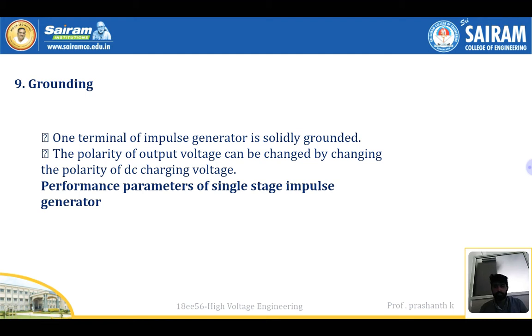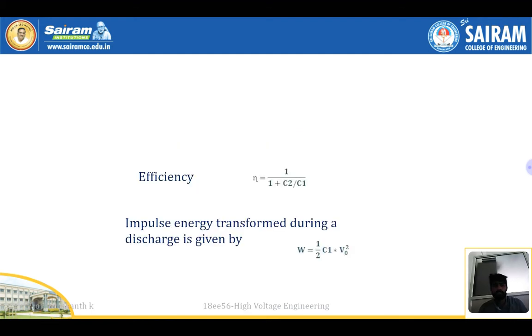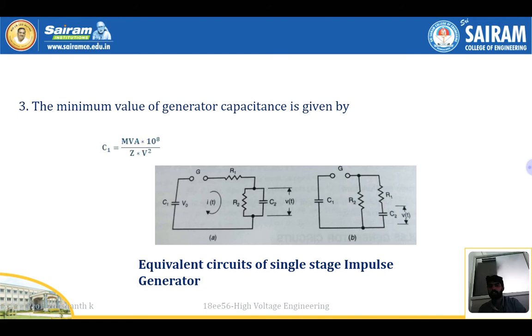Performance parameters of a single stage impulse generator. Efficiency is 1 by (1 plus C2 by C1). Impulse energy transfer during the discharge is given by half C V naught square, because the energy stored in a capacitor is half C1 V naught square. And the minimum value of generator capacitance is given by C1 equal to the peak value divided by K B, whole square, like that, with Z by Z base.